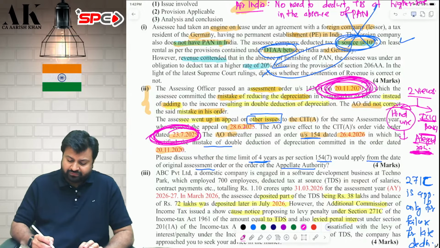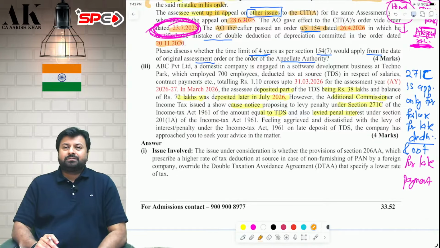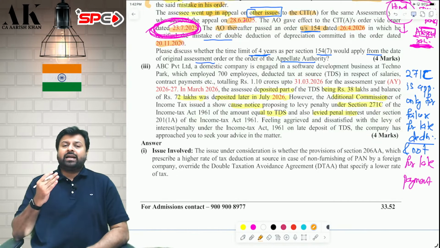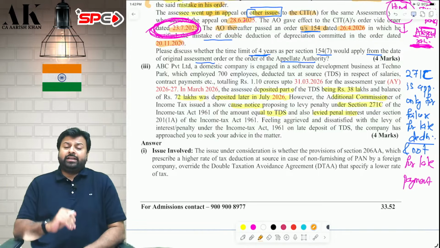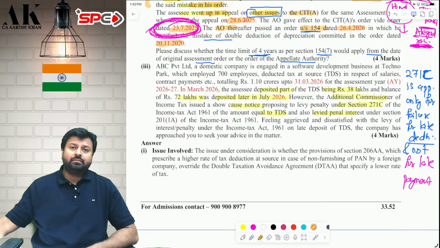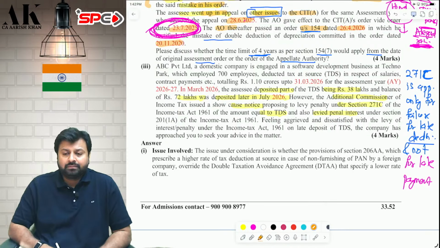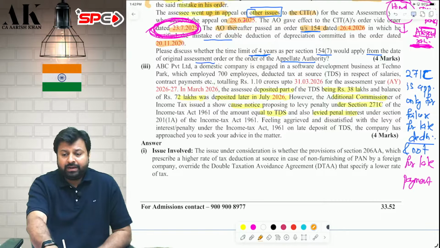I hope it is clear to all of you. And one last question in this case law is a very simple question. The SSE has deducted the TDS but failed to pay the TDS. Deduction has been done on time, but payment has not been done on time. Now, in this case, what will happen? Pay attention, please. Whether the AO can impose 271C penalty?